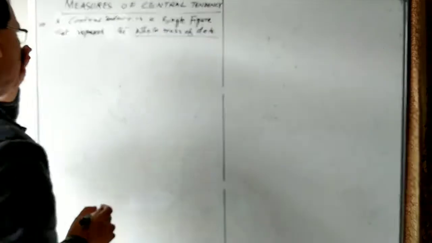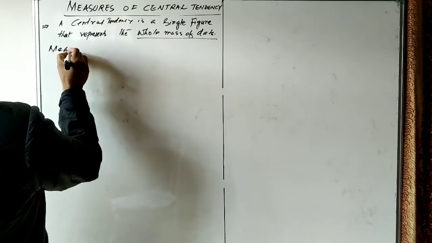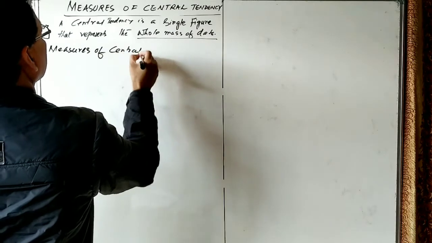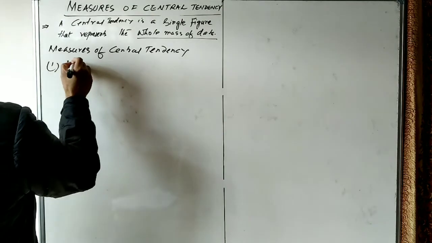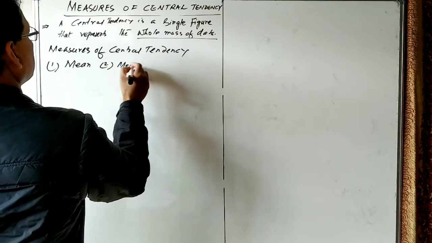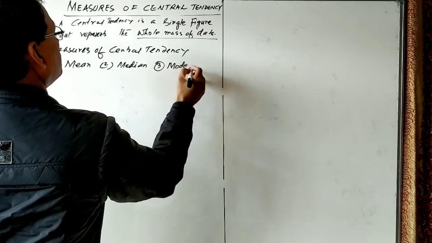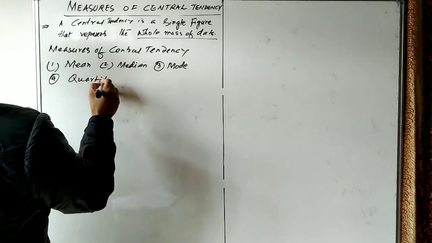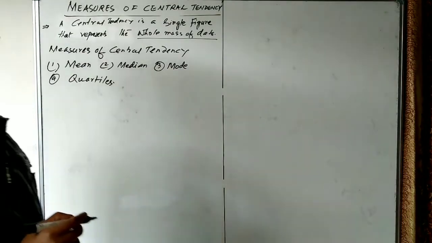So here, let us see there are different measures of central tendency. The first one is mean, the second one is median, the third one is mode, and the fourth one is quartile. We'll discuss quartiles. We'll discuss one by one. Let us start with the mean.